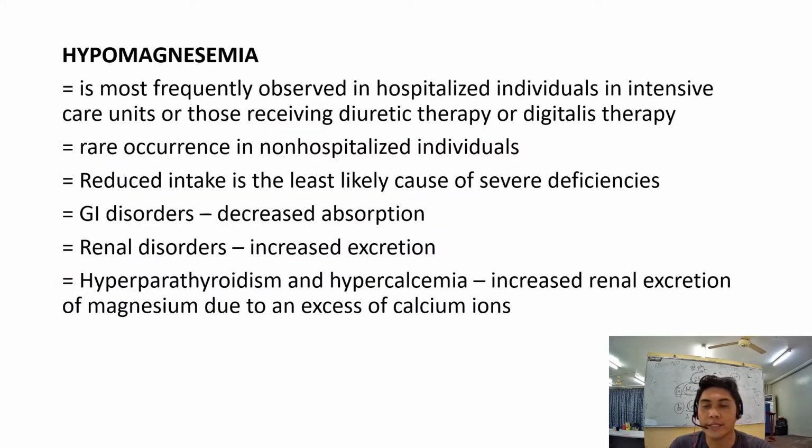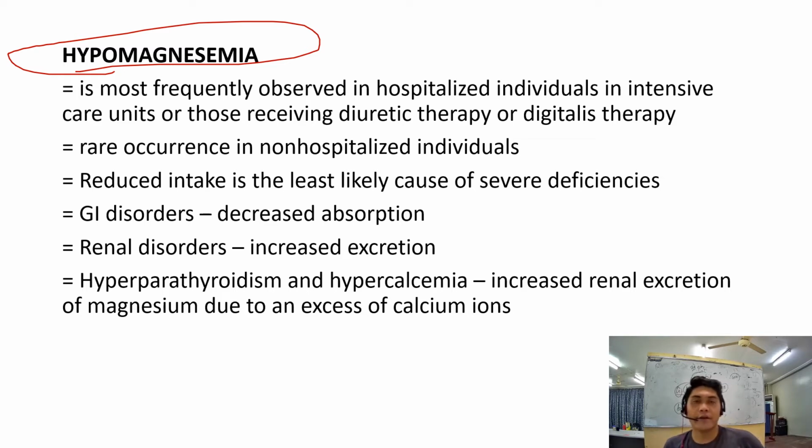For the diseases, first you have hypomagnesemia. It's frequently observed in hospitalized individuals, in intensive care units, or those receiving diuretic therapy or digitalis therapy. It's rare to occur in non-hospitalized individuals. And reduced intake of magnesium is the least likely cause of severe deficiencies.